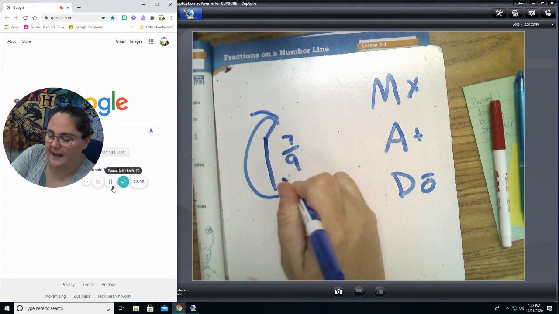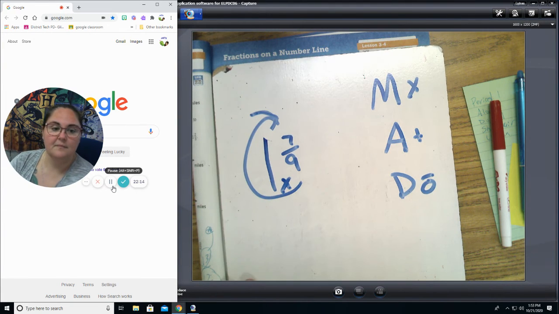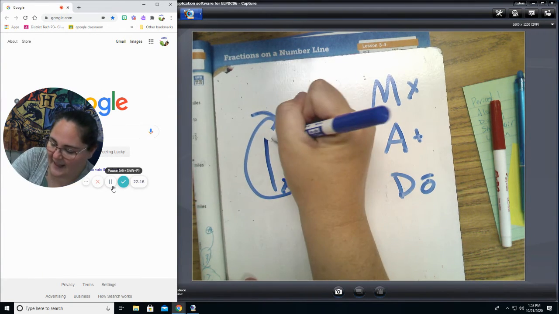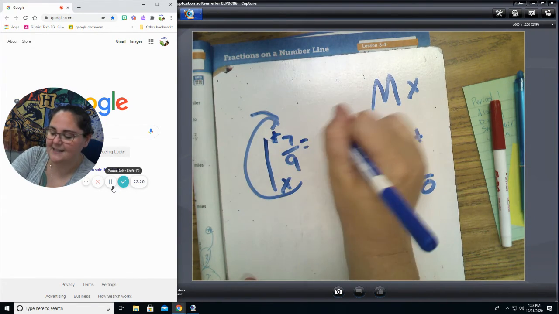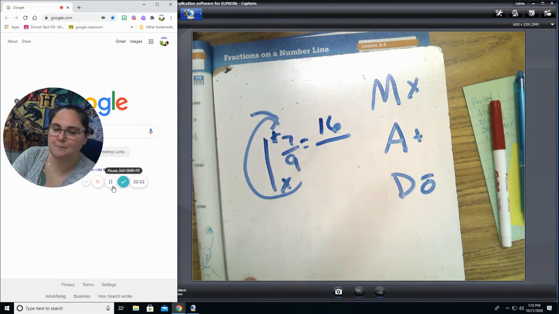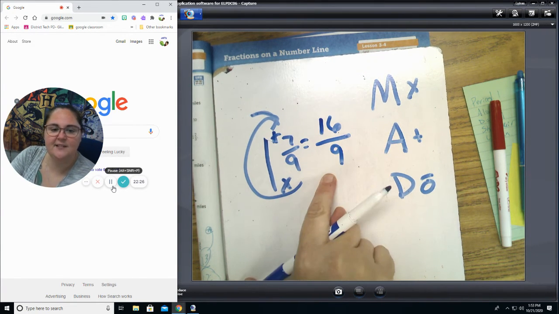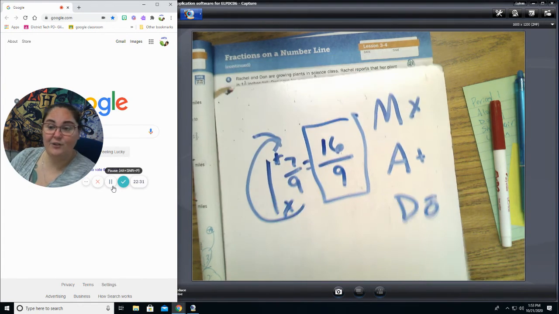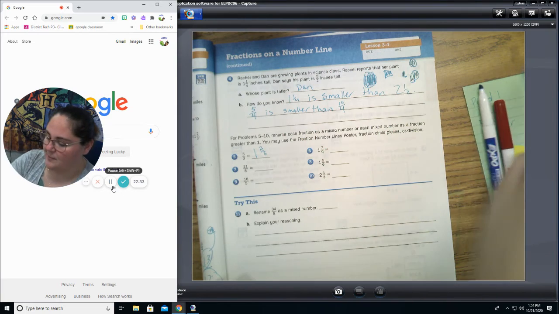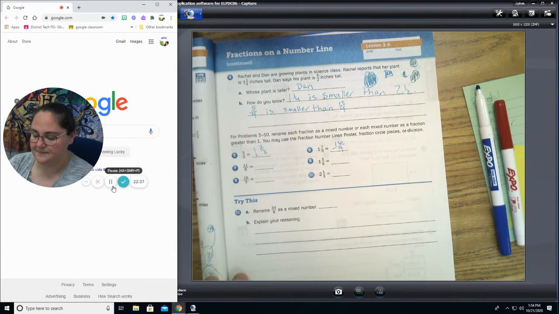I'm going to multiply 9 times 1. Then I'm going to add. So 9 times 1 is 9, plus 7 is 16. And then my denominator stays the same. My denominator was 9, so guess what it is again? 9. That's how you do this. So number 6, your answer will be 16/9.